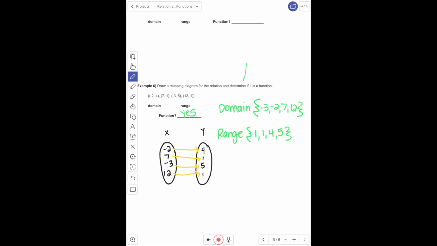All right, so just a reminder to kind of summarize, a relation just simply is when I have an x and a y that are paired together. A function is a special type of relationship, and that special relationship is when I have no repeating x values. The domain is x values, the range is y values. And when I'm talking about an actual graph, I can use the vertical line test to see if that graph is a function.